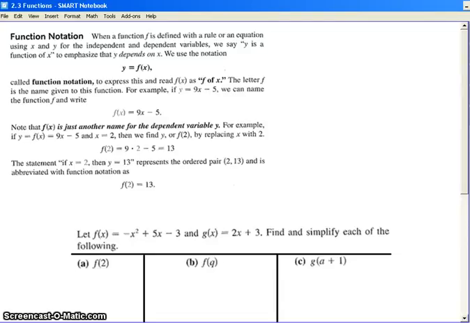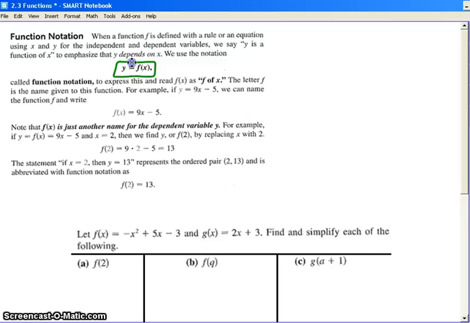Okay, function notation. When a function f is defined with a rule or an equation using x and y for the independent and dependent variables, we say y is a function of x to emphasize that y depends on x. So we use this notation right here. y equals f of x, called function notation.